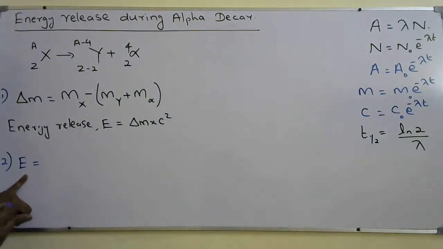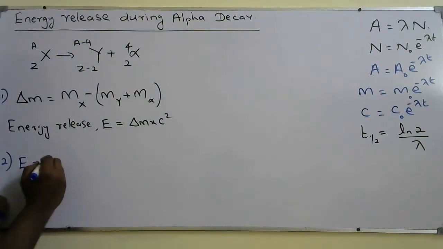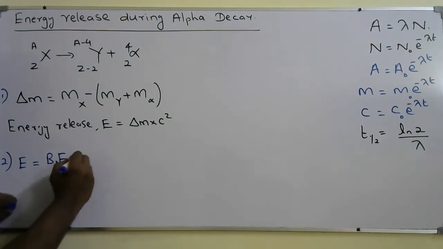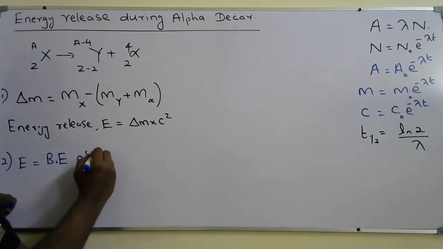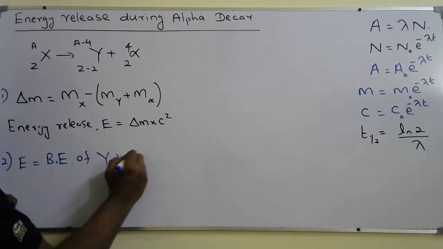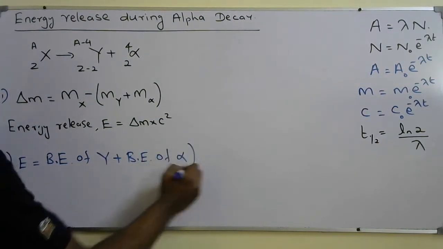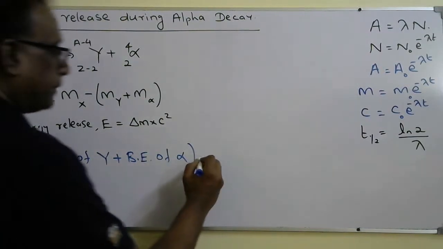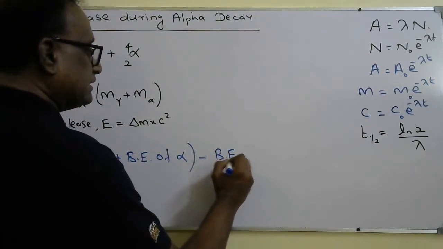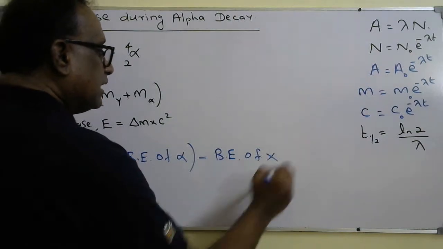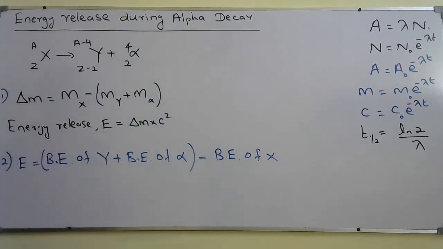So energy release E is equal to the binding energy of Y plus the binding energy of alpha minus the binding energy of X. This way also we can find it.